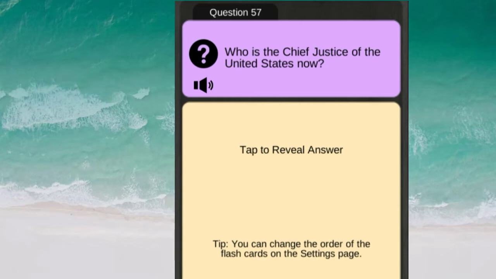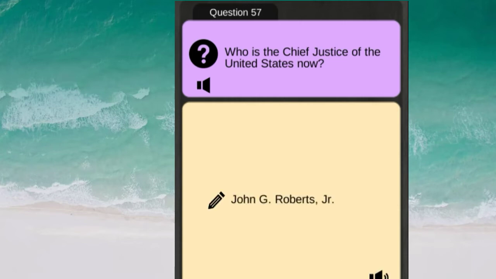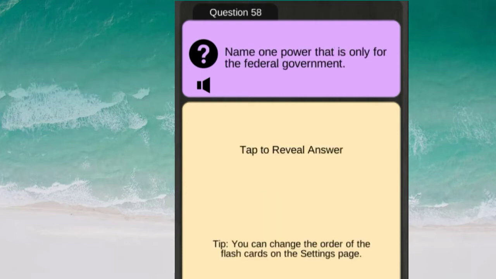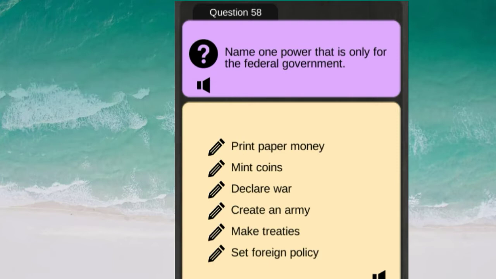Who is the Chief Justice of the United States now? John G. Roberts, Jr. Name one power that is only for the federal government. Print paper money. Mint coins. Declare war. Create an army. Make treaties. Set foreign policy.